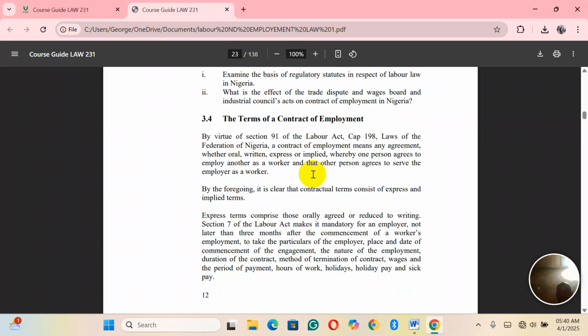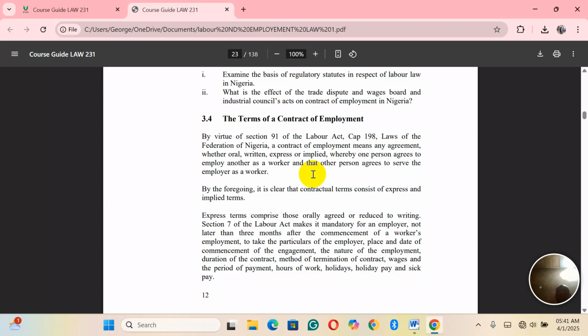By virtue of Section 91 of the Labor Act, Cap 196, Laws of the Federation of Nigeria, a contract of employment means any agreement, whether oral, written, express or implied, whereby one person agrees to employ another as a worker and that other person agrees to serve the employer as a worker. By the foregoing, it is clear that contractual terms consist of express and implied terms. So express terms comprise those oral agreements agreed or reduced to writing.